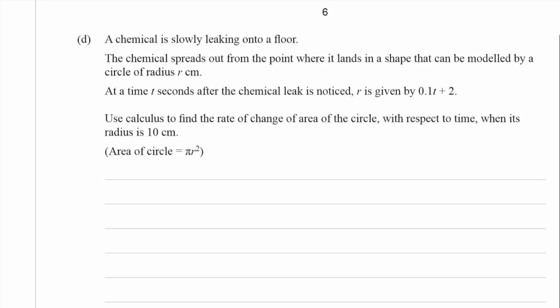Use calculus to find the rate of change of area of the circle with respect to time when its radius is 10 centimeters. That's a mouthful. Keyword, rate of change. Rate of change just means the gradient. So at some point we will need a function and we will need its gradient function. The rate of change is the gradient if it's with respect to time. But we're actually looking for that gradient when the radius is 10 centimeters. So at a particular radius.